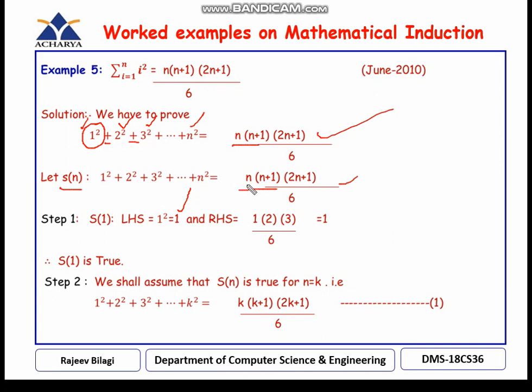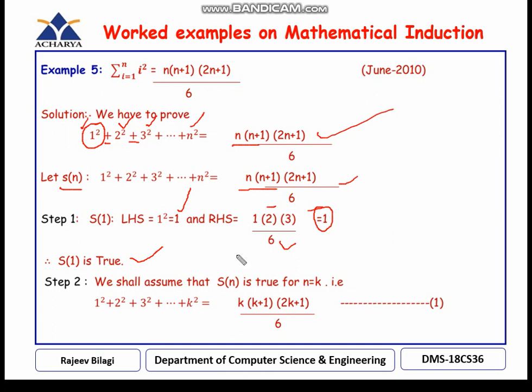Now in the RHS part, 1 into 1 plus 1, so that is 2. 2 into, sorry, 2 plus 1, that is 3, is equal to 6. So 6 divided by 6 is again 1. So LHS equal to RHS, that is S of 1 is true.